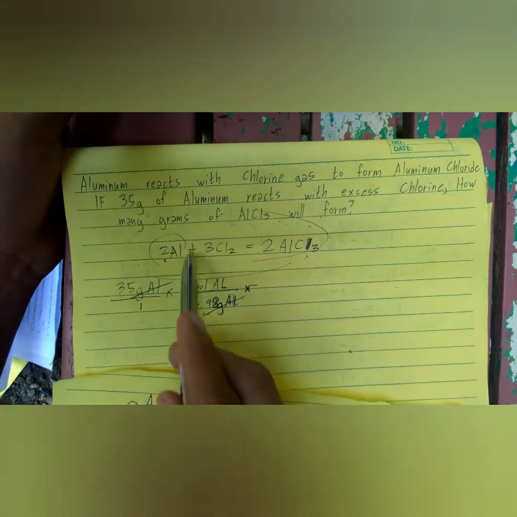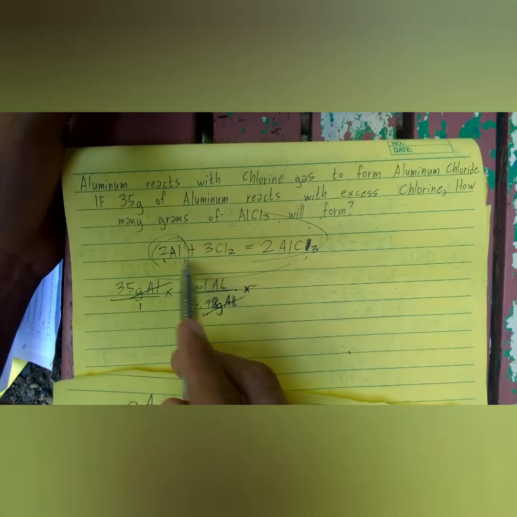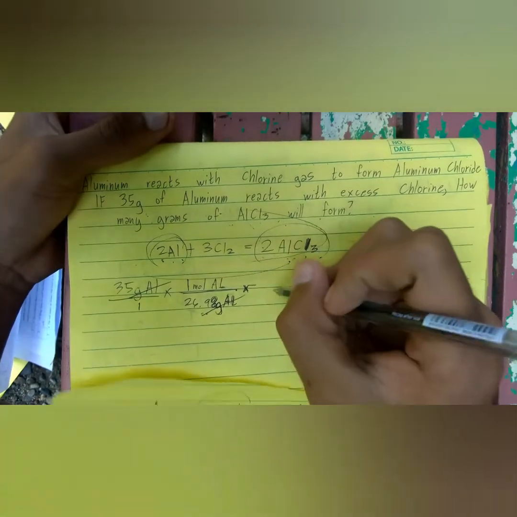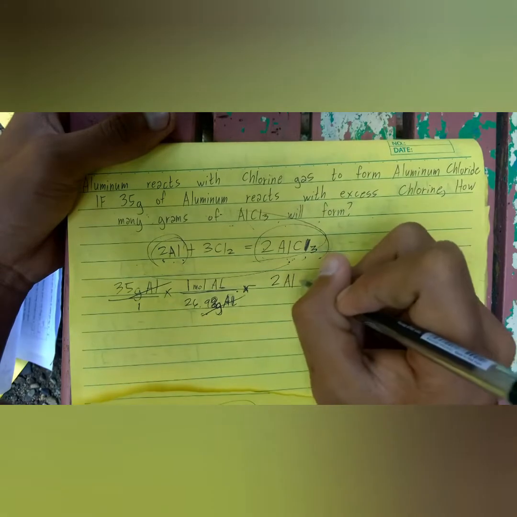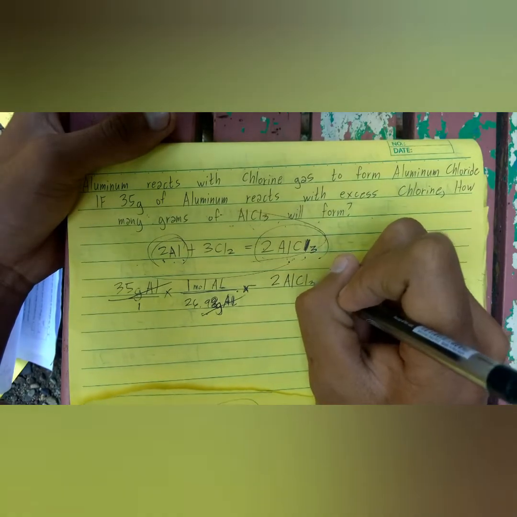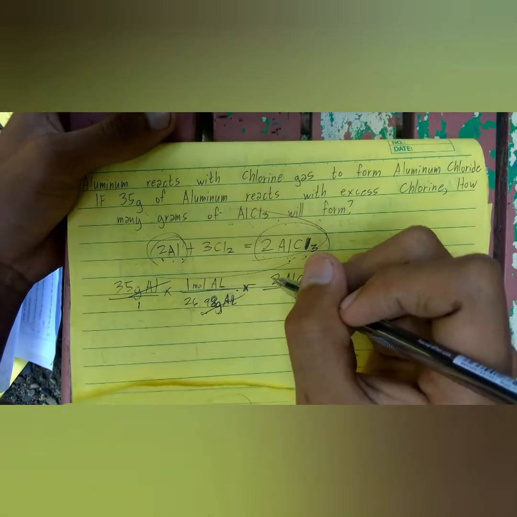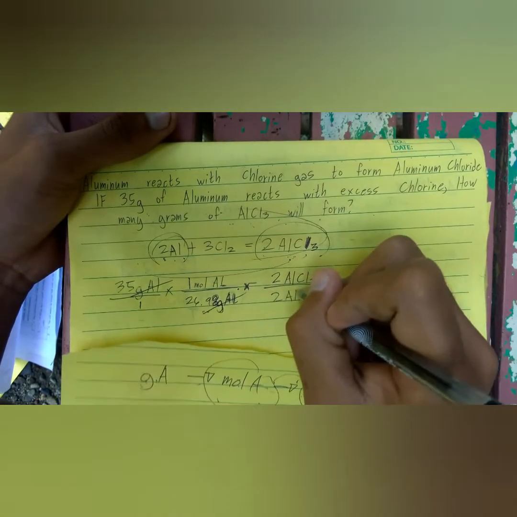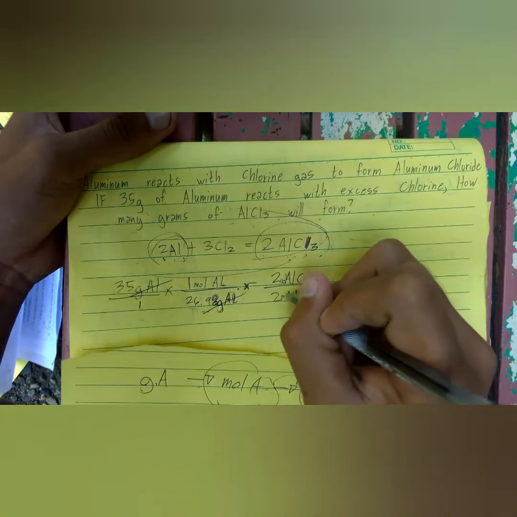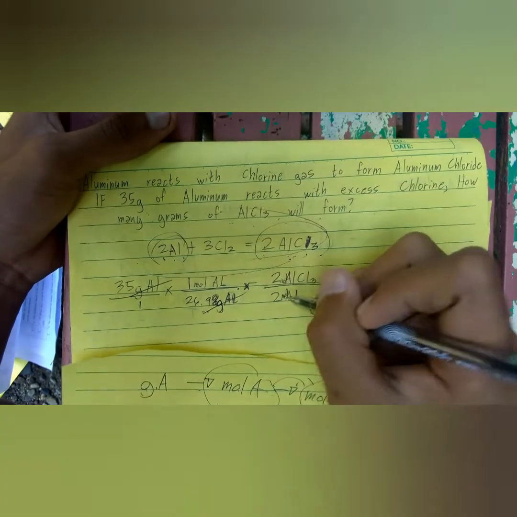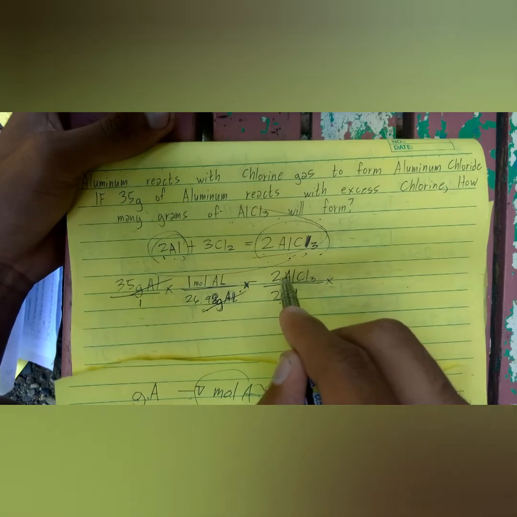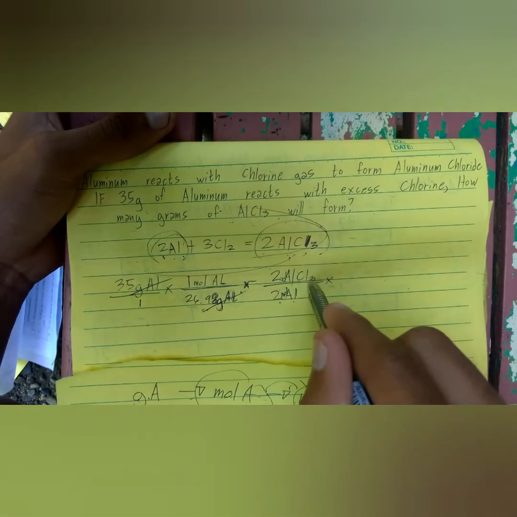So 2 moles of aluminum react to produce 2 moles of aluminum chloride. I forgot to put the mole, sorry. Never forget the unit. It's very important in solving. So in 2 moles of aluminum that react, it produces 2 moles of aluminum chloride.